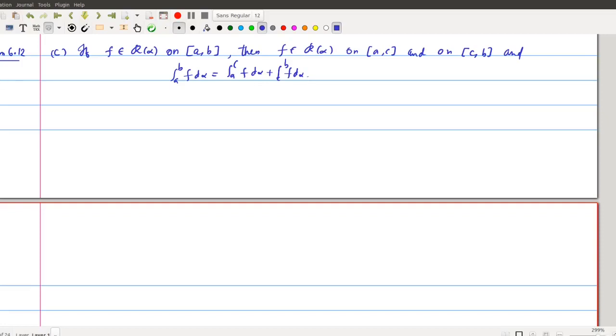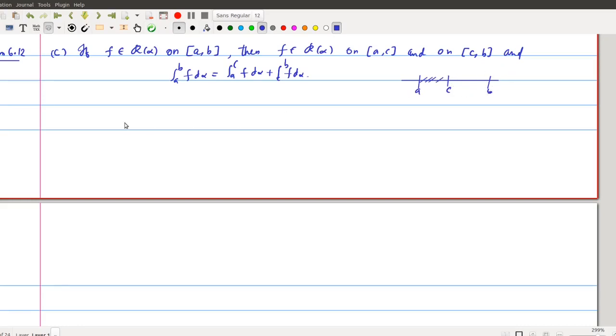Hi all, now we will discuss another remaining part of Theorem 6.12. So this is the C part. If f belongs to R alpha on [a,b], then f belongs to R alpha on [a,c] and f belongs to R alpha on [c,b], where c is a point in the interval [a,b]. If you insert a point, then f is integrable over this interval, and f is also integrable on [c,b].